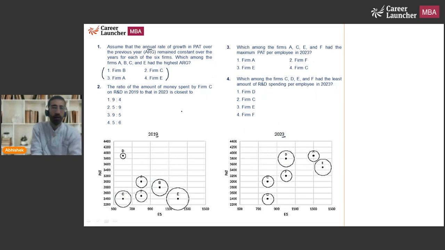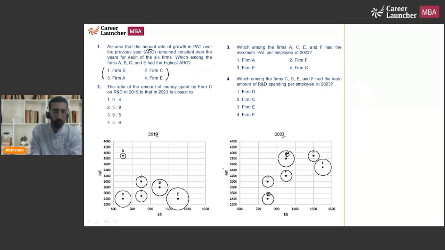So, let's look at the options. Firm B's PAT changed from 2,800 to, okay, I think this is B. This is B, right? Yeah. Because there is small, I think this has to be, yeah, this is B, this is D. I hope it's visible on screen. This is very fine margins in terms of legibility, but yeah, this is B.